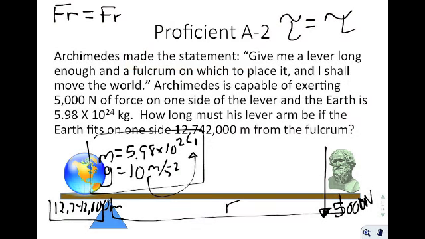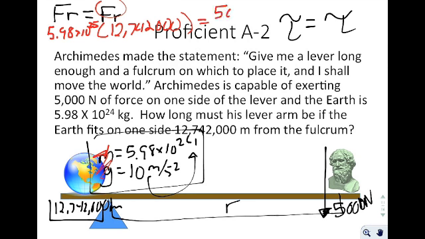Since I'm multiplying by 10, really all I need to do is take that number and change it to 25. And I'm going to change colors just so it's a little bit easier to see. So this value right here is going to be 5.98 times 10 to the 25th because I multiplied the mass and the gravity together. Now you're going to multiply that by 12,742,000, and that is the left side of the equation. On the right side of the equation, we have the force that Archimedes can exert, which is 5,000 newtons, and we want to solve for the distance of this particular lever arm.